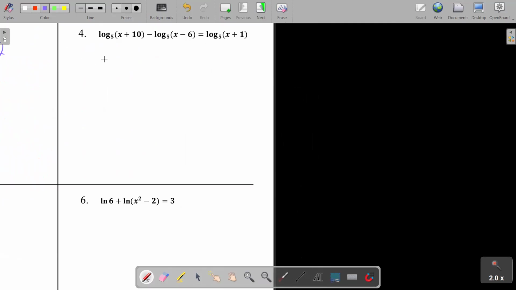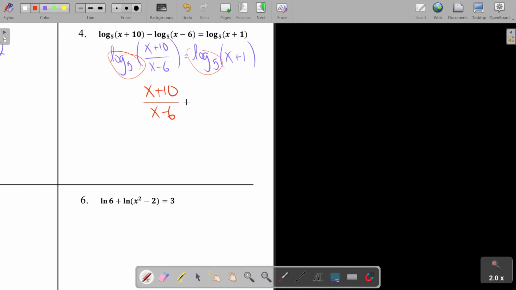Number 4, we're going to do a condensing here. So we're going to have log base 5 of (x plus 10) over (x minus 6) equals log base 5 of (x plus 1). This is the only problem on the practice quiz like this, but because both sides are the same, log base 5, log base 5, this is one where the logs cancel, drop, fall away, whatever, and we're left with just (x plus 10) over (x minus 6) equals x plus 1. And algebra is algebra, so we multiply both sides by x minus 6.